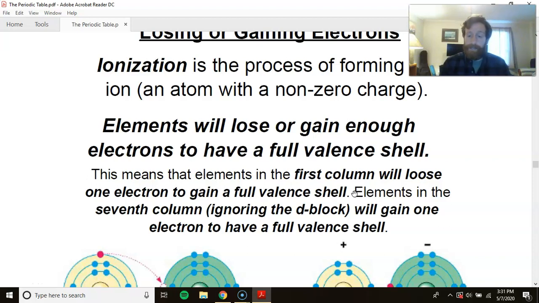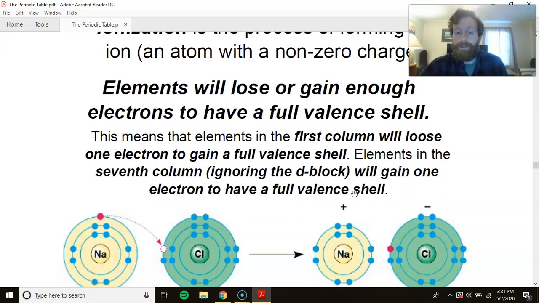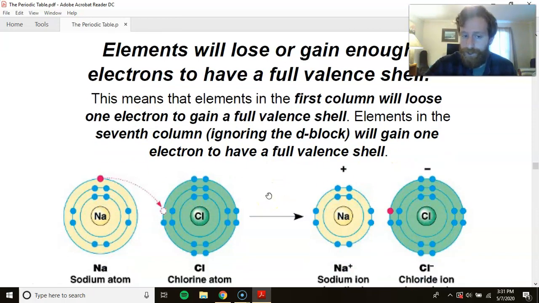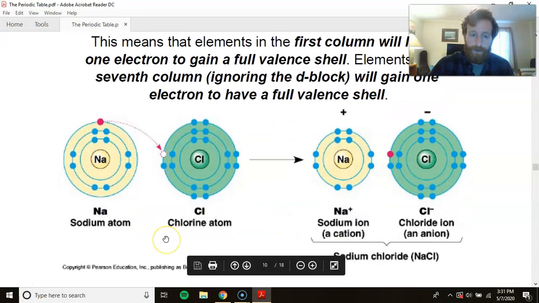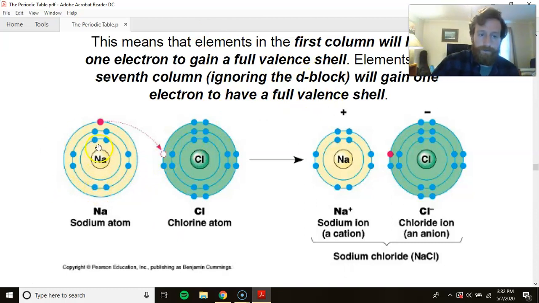Conversely, elements in the 17th column, that starts at fluorine and goes down, they have 7 valence electrons. They're 1 away. So elements in the 17th column, or the 7th column ignoring the D block, will gain 1 electron to have a full valence shell. Here's one particular love story of sodium and chlorine that kind of shows what I'm talking about here. Sodium has this electron configuration of 1s2, 2s2, 2p6, 3s1.